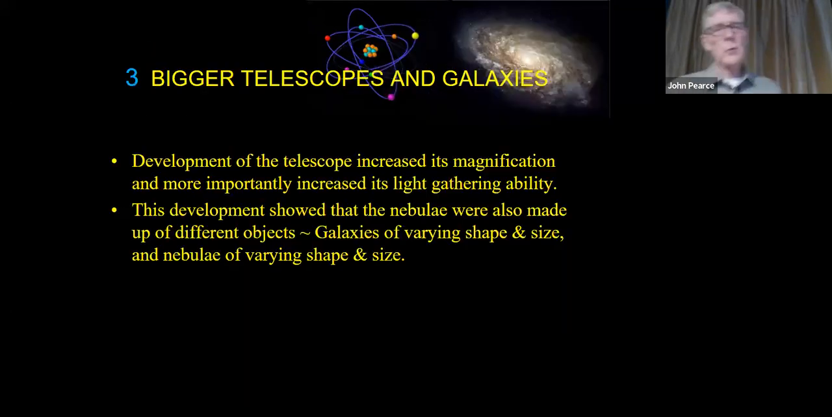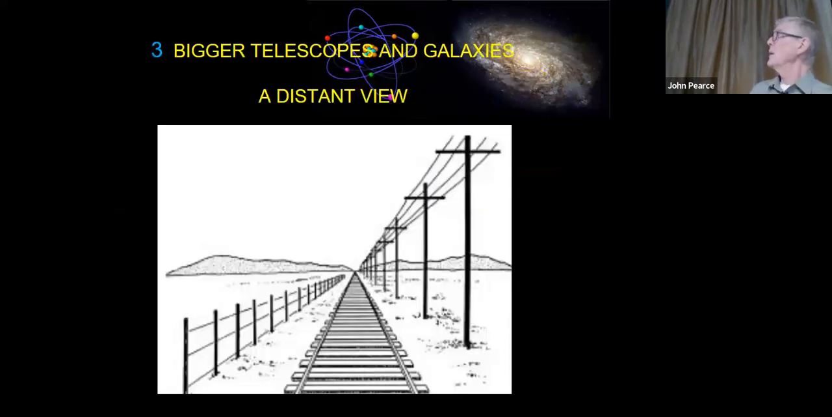Now, the next step, of course, was to build bigger telescopes. That increased its magnification, and it increased the amount of light it could gather. And when you started to use these larger telescopes against the night sky, you started to see different things. You saw that nebulae themselves weren't constant; they varied. And if I go back to the picture of the railway line, we're now moving down that railway line. So we're seeing a similar picture, but we're seeing more detail in the distance.